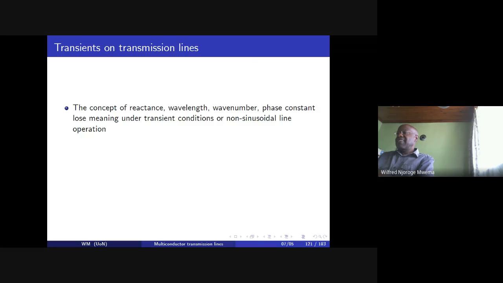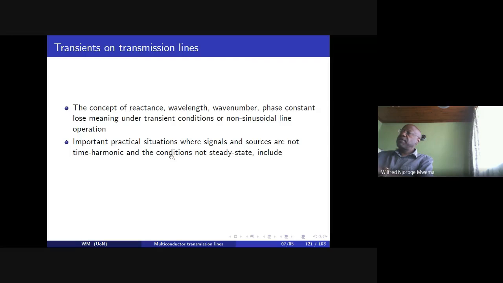Okay? We can use Fourier transforms to try and convert the signal into a Fourier transform and then use the impedance concept. But when we have transients, then you see that Fourier transforms cannot work because Fourier transforms assume steady state operation. And therefore, you would have to go into Laplace transforms and so forth. So, when we have transients on the line, the concept of reactance, wavelength, wave number, phase constant, all lose meaning under the transient conditions or non-sinusoidal line operations.